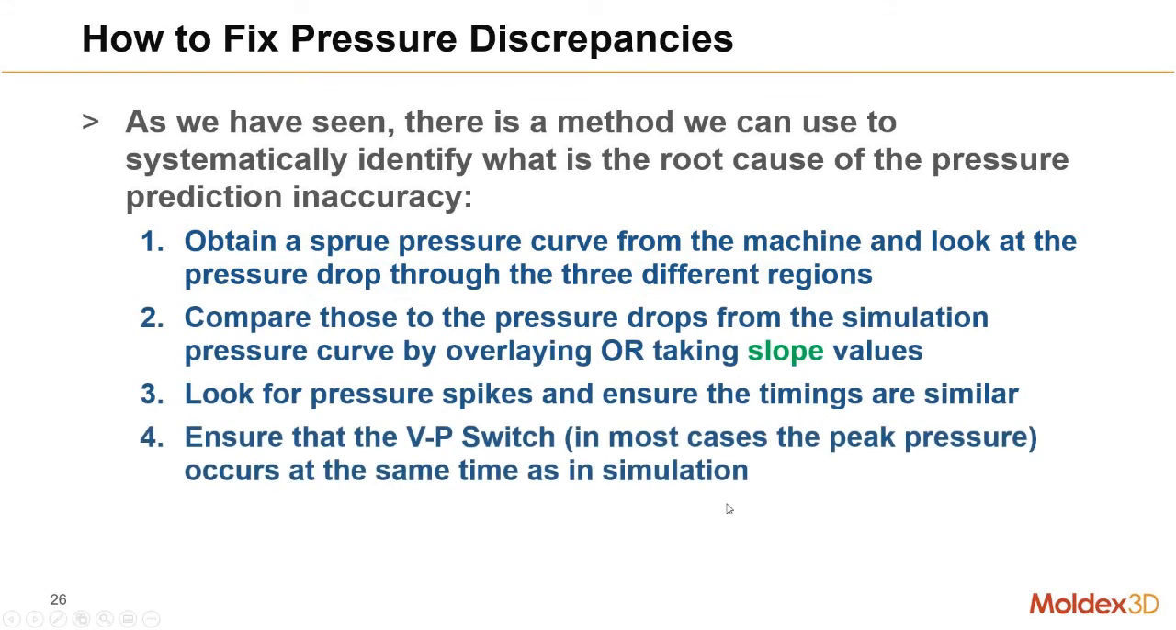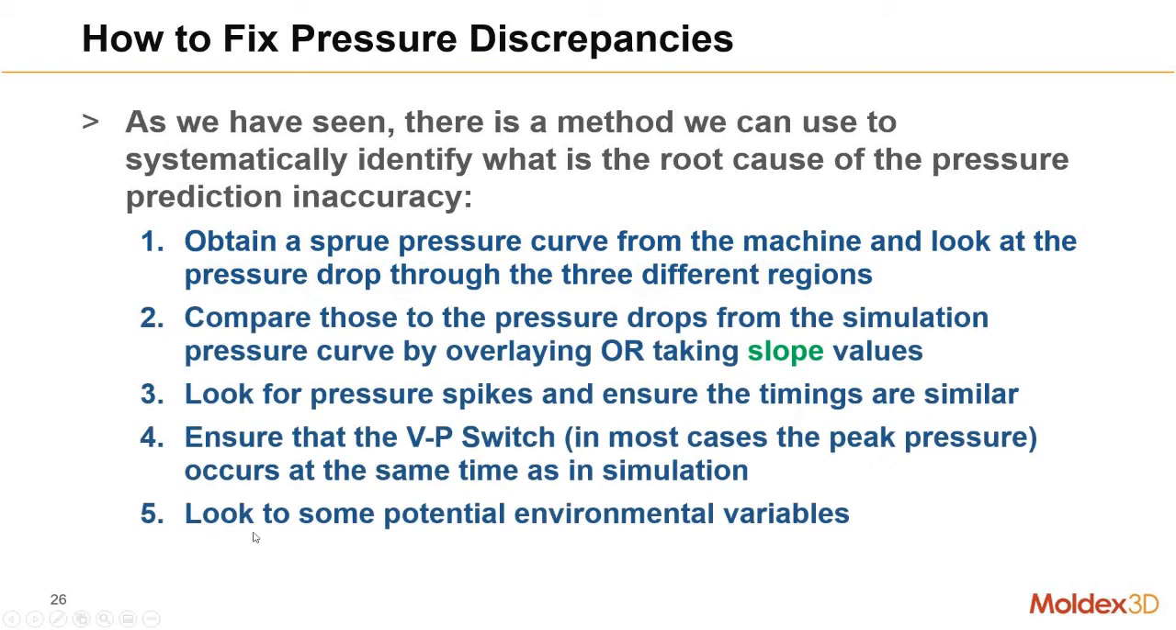All right, and then finally, we want to make sure that the VP switch point, or where the peak injection pressure occurs, is at the same time between simulation and reality. Obviously, ignoring any sort of pressure spikes, the VP switch point should always match between simulation and reality. Looking at the sprue pressure curve and the machine pressure curve will give you a really good indication as to whether your VP switch is set correctly or not.